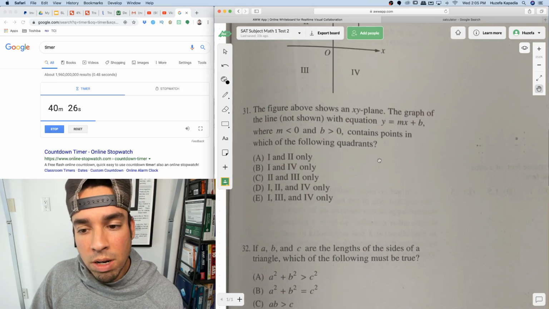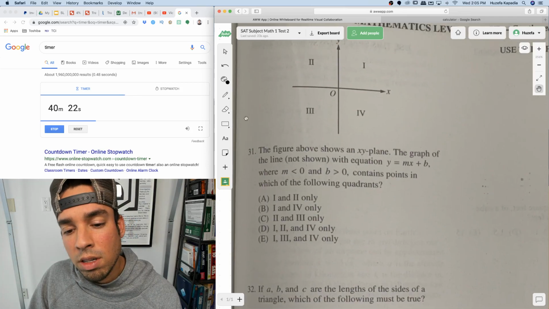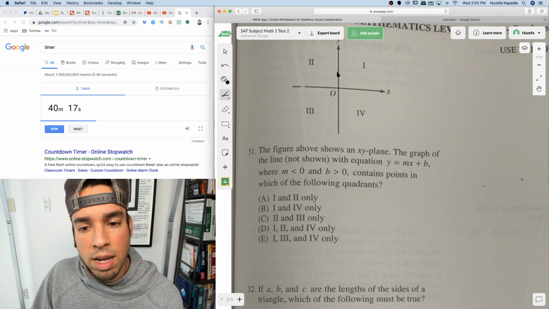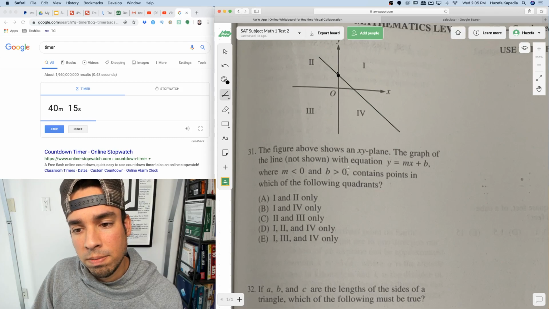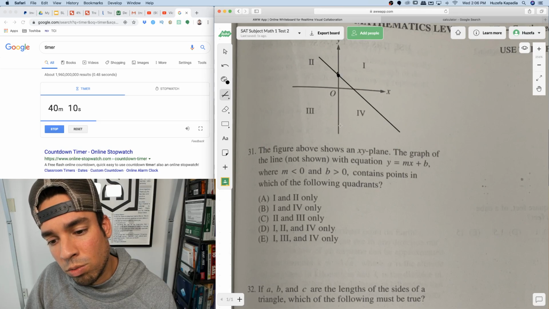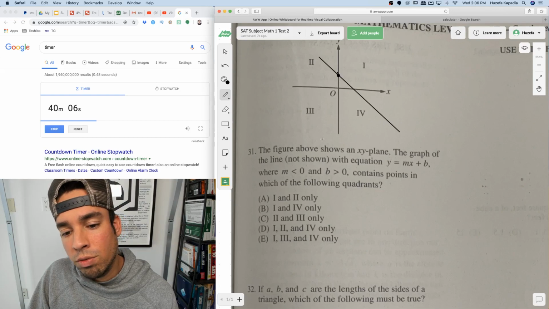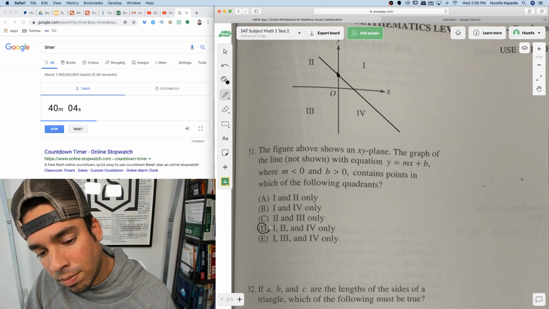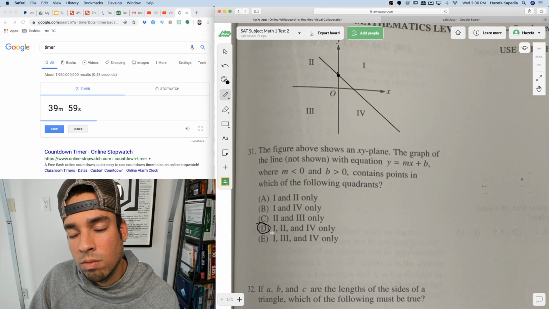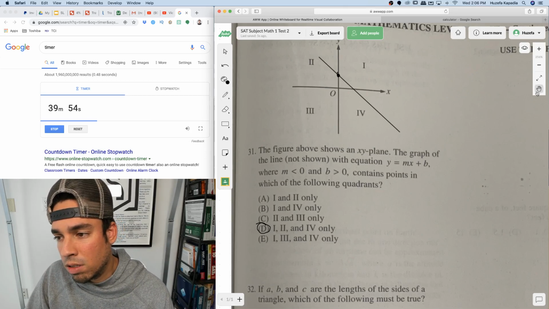The figure above shows an XY plane. The graph of the line not shown, where M is negative and B is positive. So it's going to have a y-intercept up here and a negative slope like this or something. The graph of the line not shown contains points in which of the following quadrants? Okay, I just did it. It's got to be 2, 1, 2, 4. Hold on. Is there any other way? Yeah, that's it. B is positive, slope is negative.